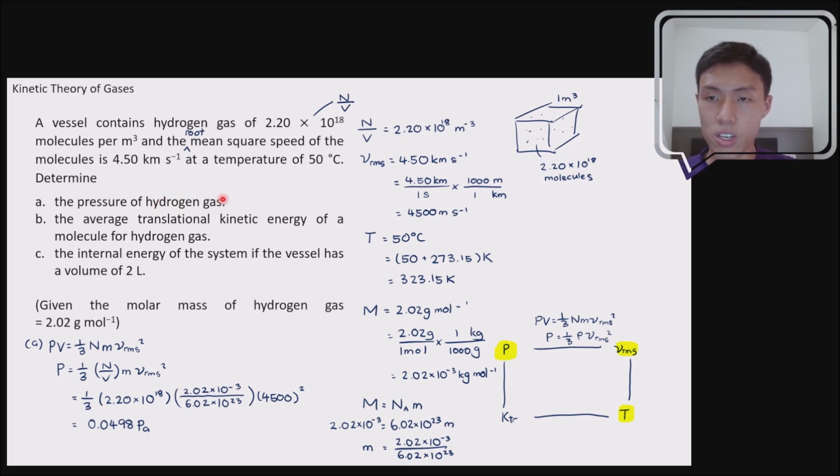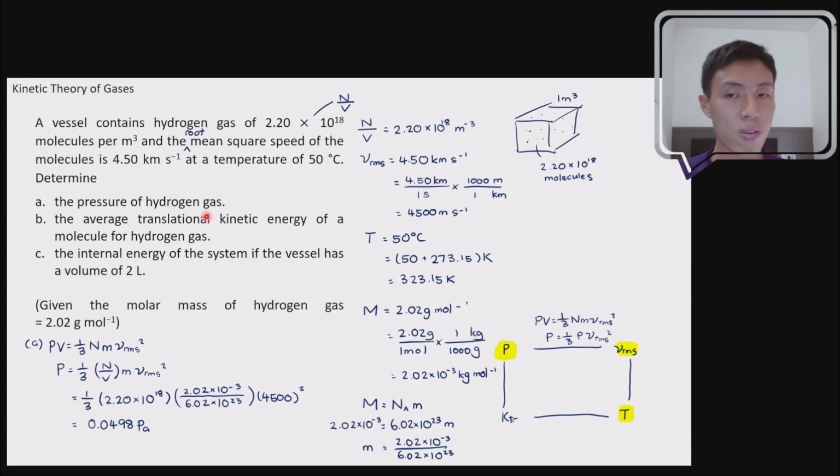So once you obtain the pressure of the hydrogen gas, you can proceed to the next question, which is to find the average translational kinetic energy. Again, we are restricted to translation only. Translational kinetic energy of a molecule means you're going to focus on one particular molecule only. You're not going to look at the whole gas system, just one single hydrogen gas molecule only. Again, you're focused on translation, so you don't need to take into account the rotation.